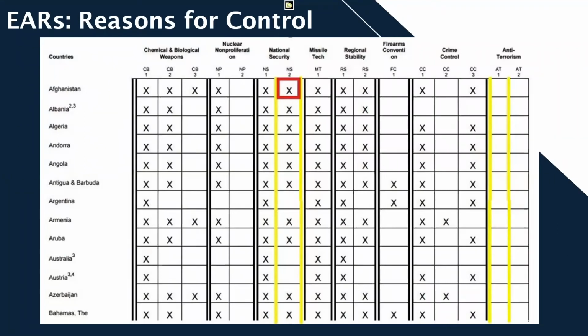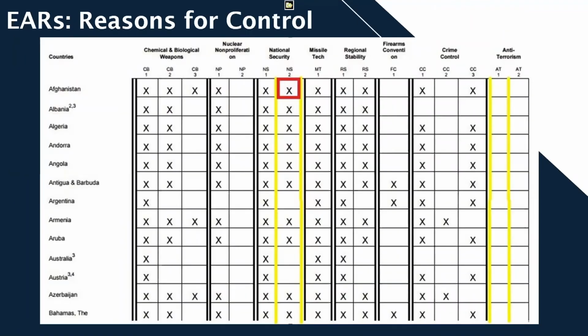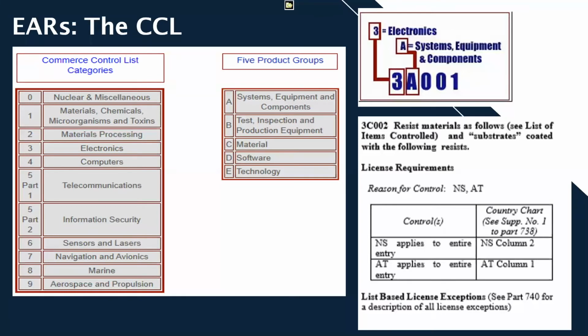So you'll go back to the ECCN number, and it's also controlled under AT, column 1. So you'll go back to Australia. Okay, AT is anti-terrorism, Australia, no X on the box. So that means you do not have to get a license to export this particular item to Australia.